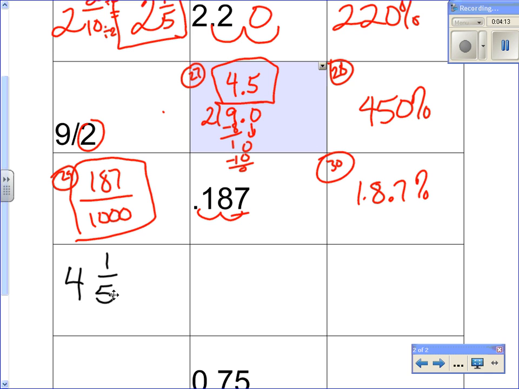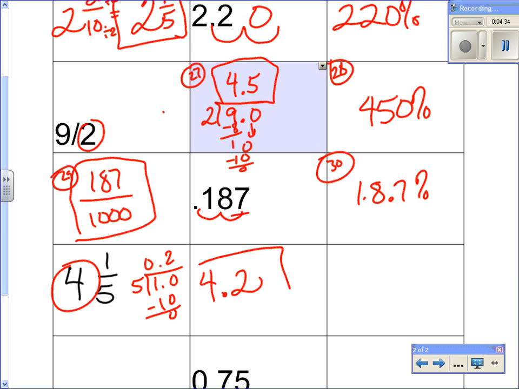Last one I'm going to do is 4 and 1/5. Okay, in order to turn that into a decimal, the whole number is just going to stay a whole number. Okay, so it's going to be 4 point something. Well, 1/5, I'm going to do bow tie on that. And that's a pretty easy one. So that's going to be 2. So it's 4.2. And that's box number 31. Box number 32 is going to be 420%.